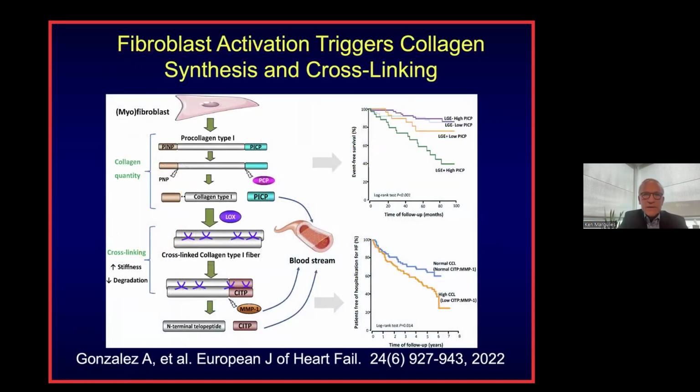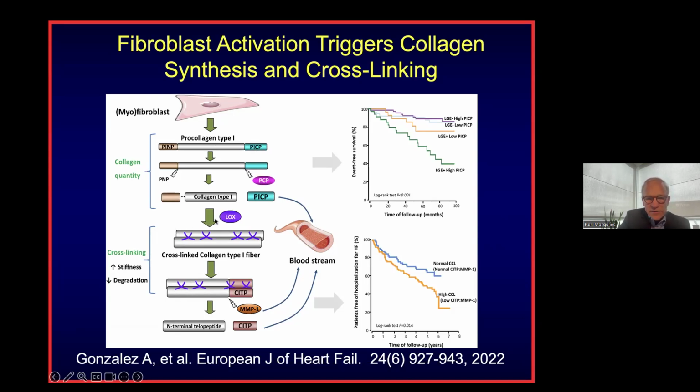Just a little more about fibroblasts and collagen. Collagen comes from activated fibroblasts that secrete collagen 1. It undergoes post-translational modifications, cleavage of the PICP fragment that results in something that can be measured in the circulation because it's a circulating marker of collagen synthesis.